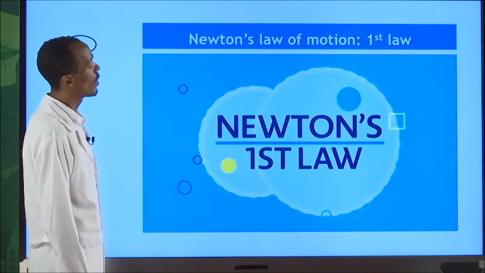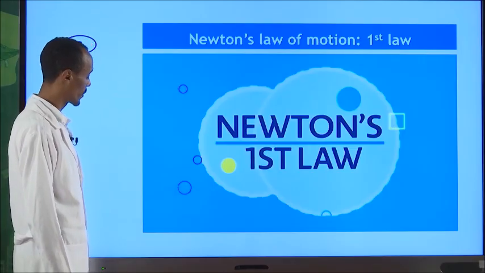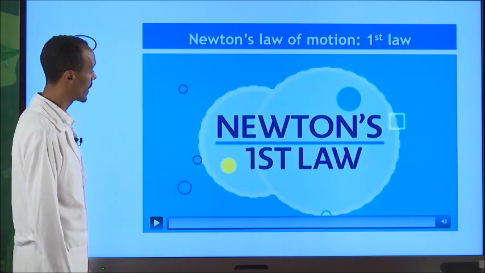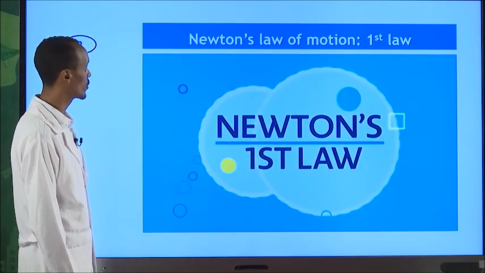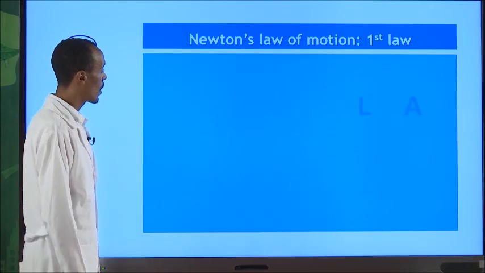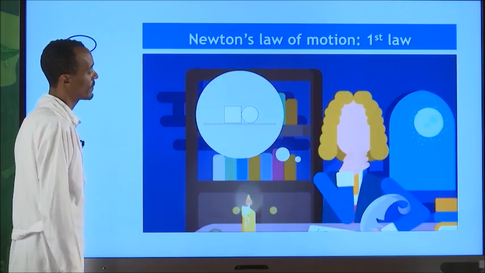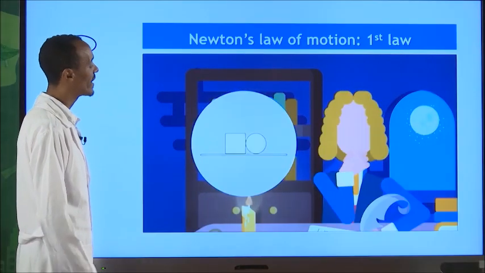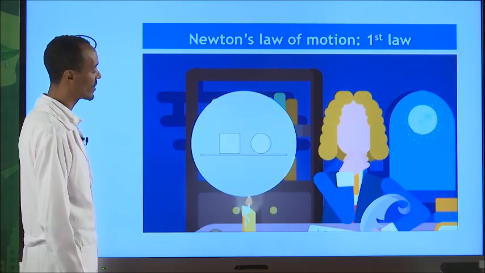Newton's laws of motion. Let's consider the first law of motion. Students, let's see this animation and observe what Newton's law of motion is. You see, this is the first law. As we can see from the writing, this object is at rest, and if no force is applied onto it, it will stay at rest.